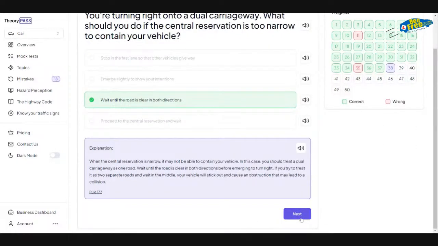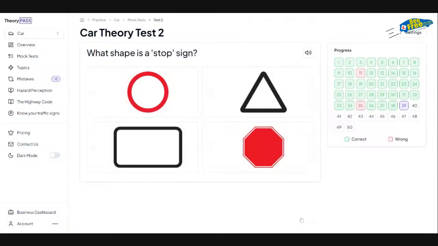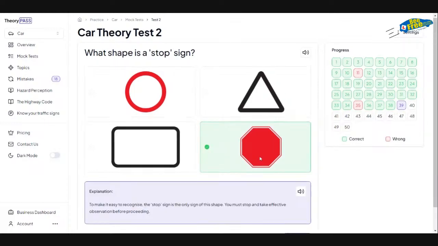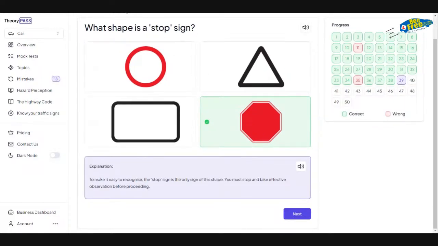Did you get that one correct? Let's move on to the next question. Right, this one I'm not even going to let the man read it. What shape is a stop sign? Do you know your signs? It's this one. That's your stop sign. It's the only sign that looks like that, and should it get covered in snow, you'd still know what the sign is. So that's your stop sign.